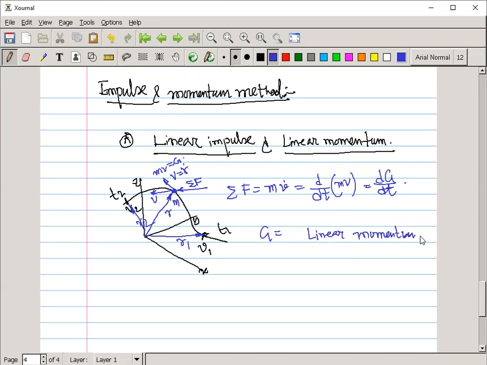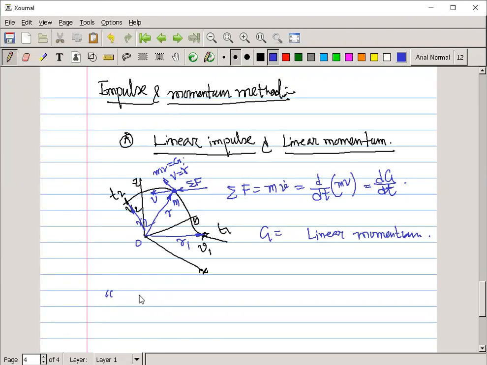Now I again repeat this: if a particle moves along a curved path with different velocities at different positions, as you can see in this figure, then the resultant of all forces acting on the particle is equal to its time rate of change of linear momentum. This statement is actually very important.